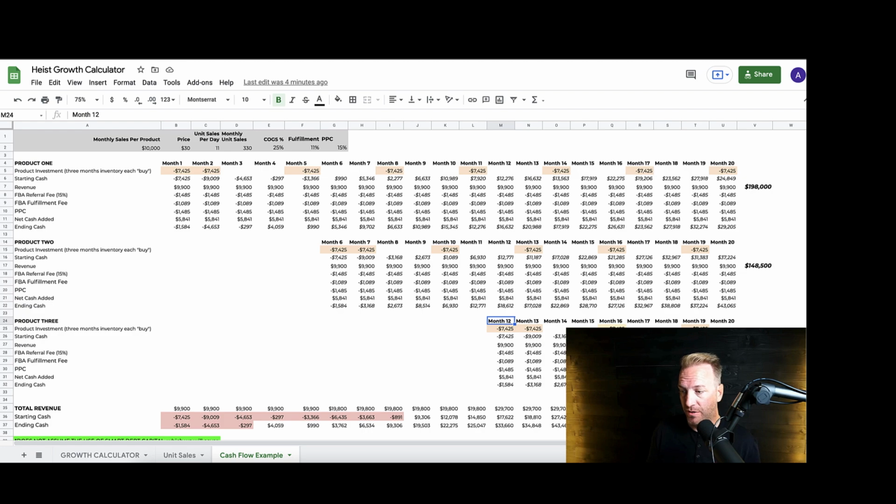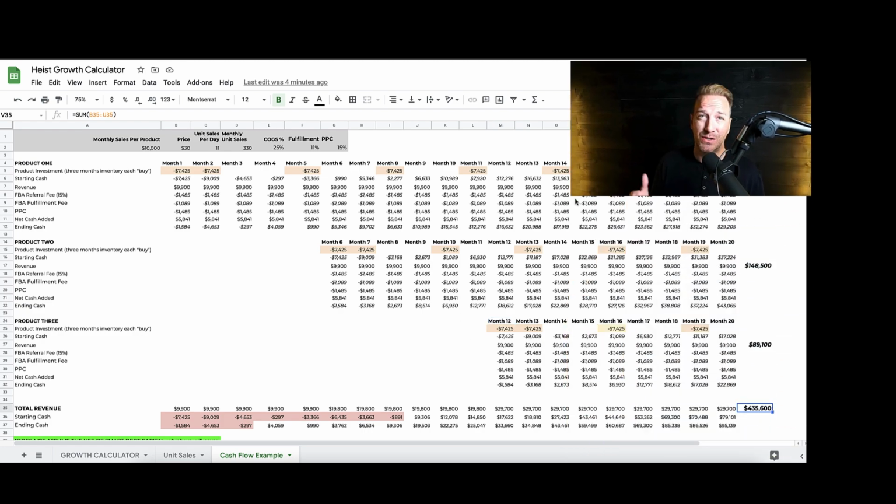You'll see here that over these 3 products and over these 20 months, you've generated $435,000 in cash, and it's a profitable business. But you can see the starting and ending cash. In this case, with 3 products, you really don't start hitting that sweet spot until month 9. That's really where you're self-sustaining and spinning off enough cash.